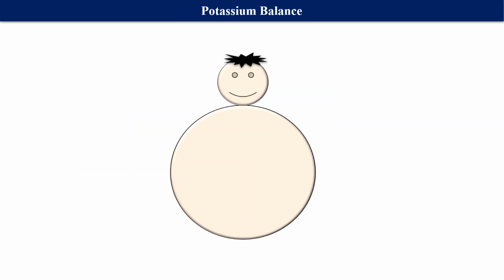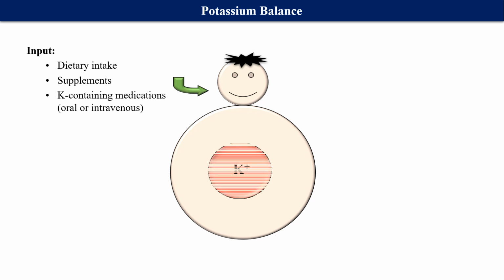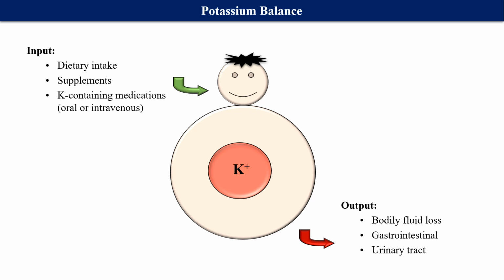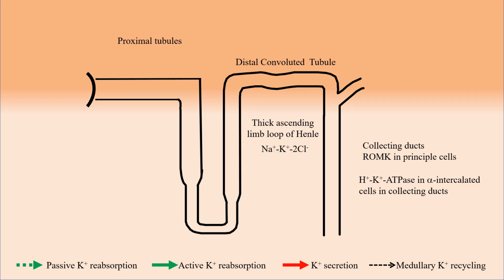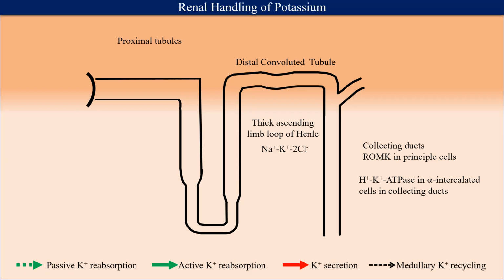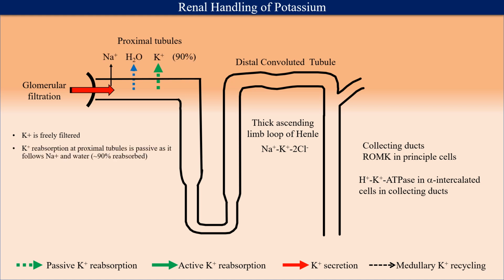We have discussed potassium input and cellular shifts. We will now discuss urinary output of potassium. This leads us to renal handling of potassium. We start with glomerular filtration of potassium. Approximately 90% of potassium follows the reabsorption of sodium and water in proximal tubules and gets reabsorbed passively. The rest flows through more distal segments.